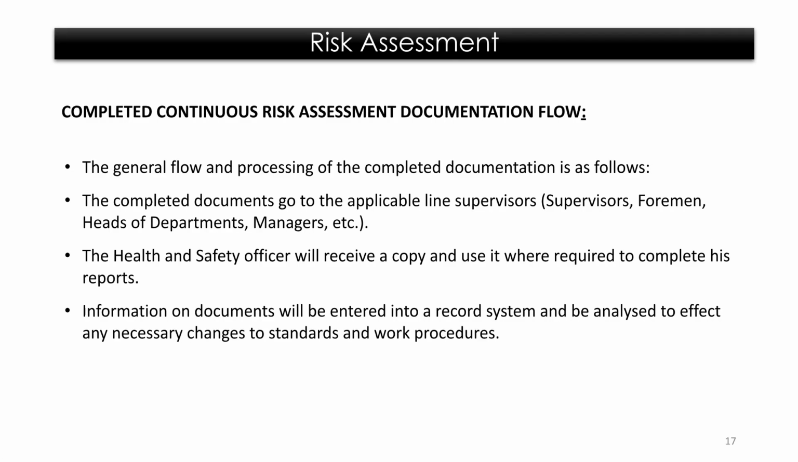The continuous risk assessment documentation flow is as follows. Completed documents go to line supervisors. The health and safety officer receives a copy for reports. Information is entered into a record system for analysis and to effect necessary changes to standards and procedures.